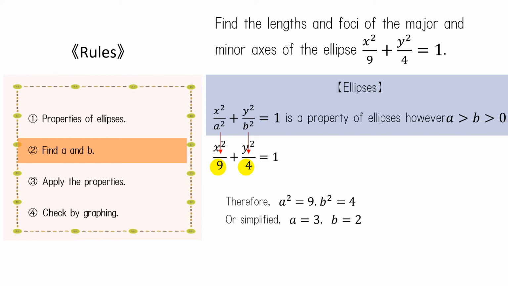Next, find a squared and b squared that fit the properties. If we do that, we find that a squared equals 9 and b squared equals 4. Solving this for a and b respectively, we obtain a equals 3 and b equals 2, from a being greater than b being greater than 0.